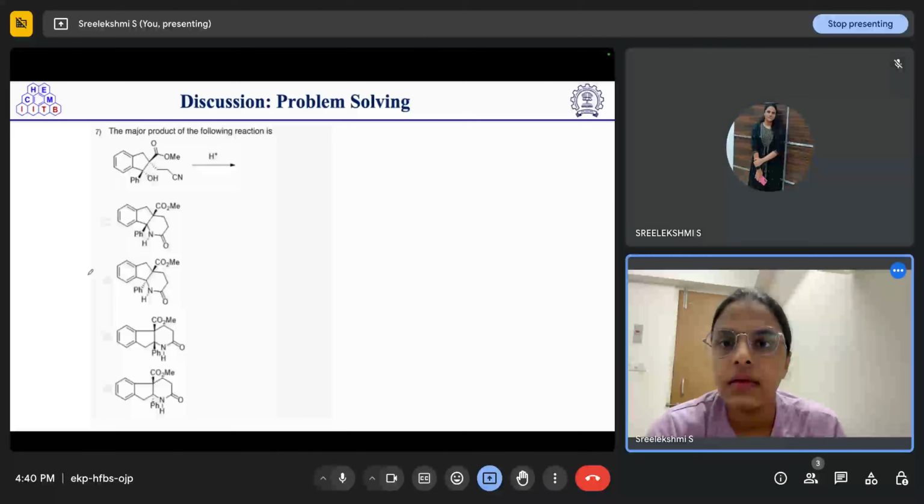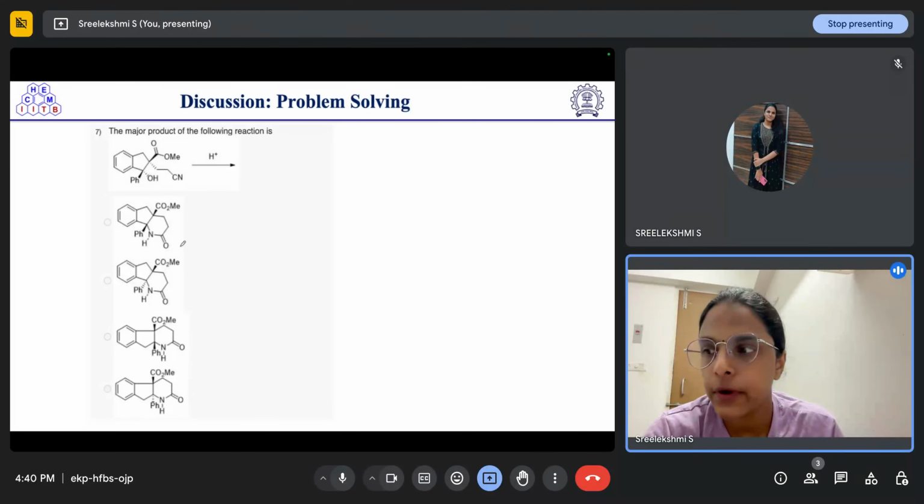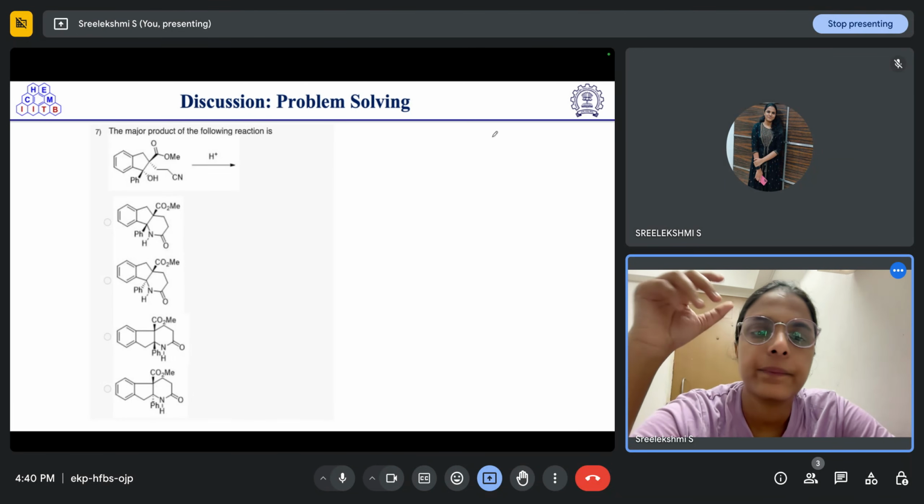Moving to the next question, the major product of the following reaction. So this compound upon acidic condition, which will be the major product out of these four given here?